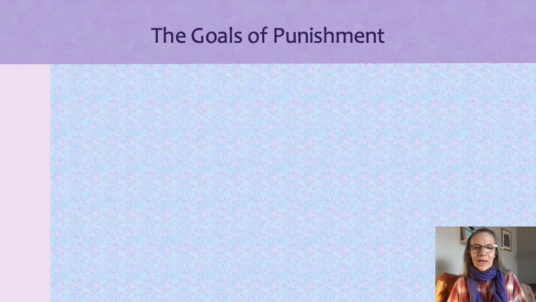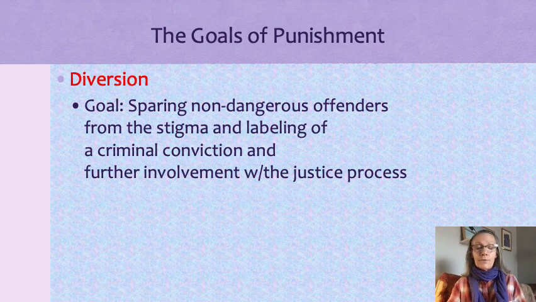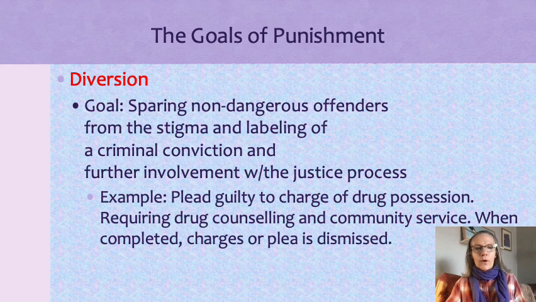The last goal of punishment is diversion. The goal of diversion, when giving somebody a sentence, is that you want to spare a non-dangerous offender from the stigma and labeling of a criminal conviction and further involvement with the justice process. And so, for example, let's say that somebody is charged and pleads guilty to drug possession.